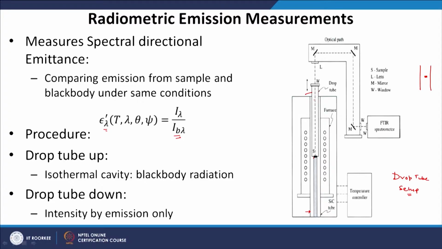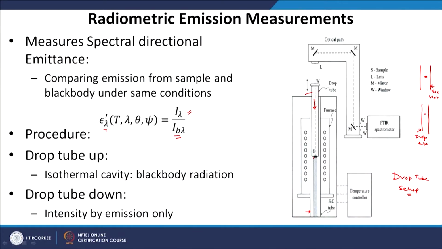Now, in the second part, the drop tube is brought down, so that the sample is now exposed to the cold drop tube. This was the hot silicon carbide tube in the first part, and now this is the drop tube, which is cold. So, hot sample, but the tube is cold. In this case the radiation coming out of the tube will be by emission only, with no reflection component, and that radiation is measured by the detector and is called I lambda.